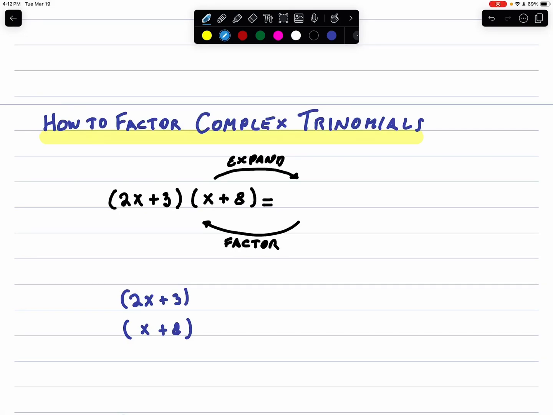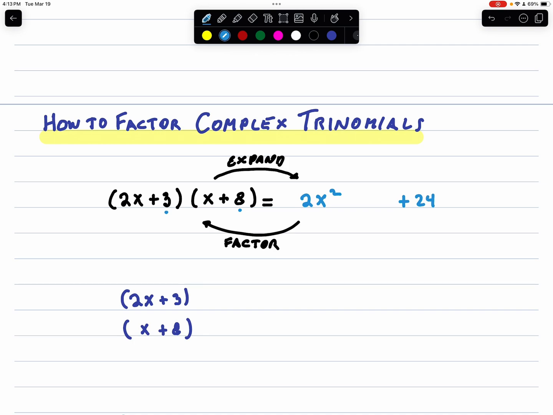Okay, let's start our study of factoring complex trinomials by thinking about how we expand something. If I've got 2x plus 3 times x minus 8, I'm going to multiply 2x times x first, which will give me 2x squared. And then I know that I'm going to end up multiplying the 3 and the 8 together, which is going to give me the 24.